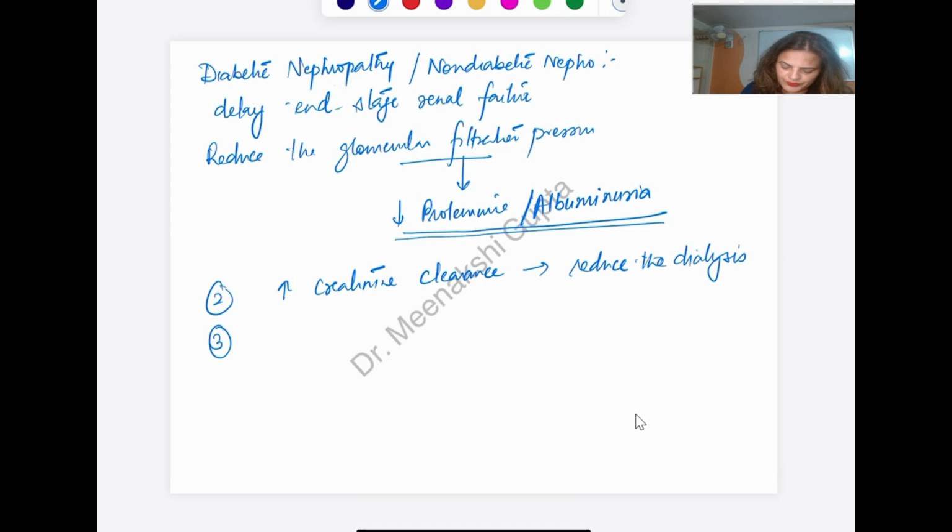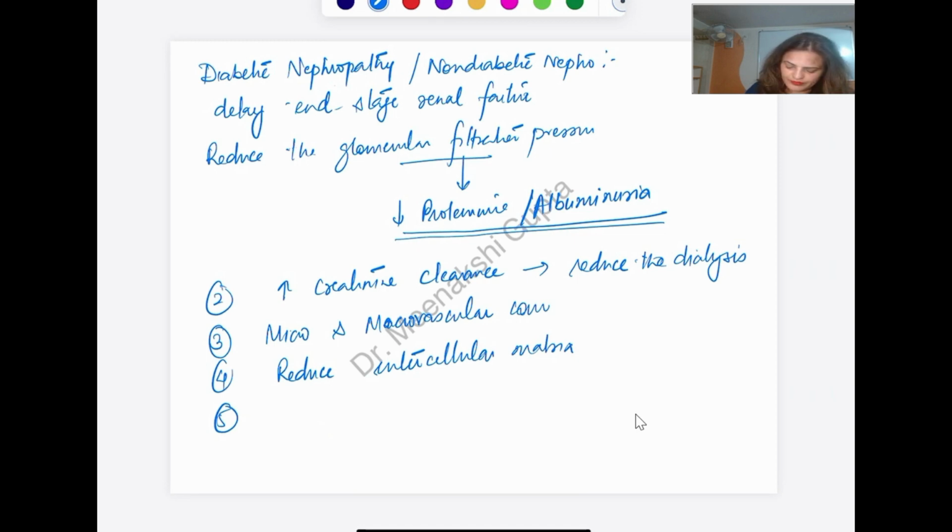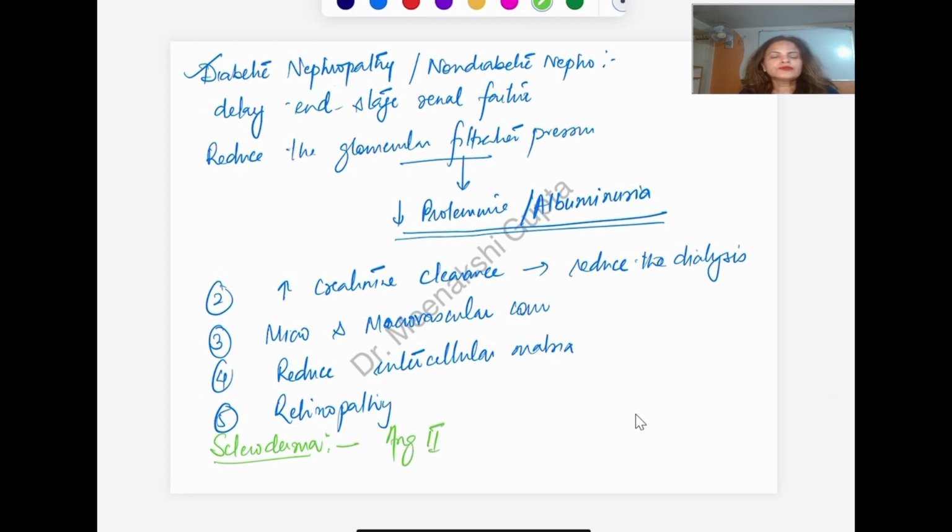Then in diabetic patients, it is going to decrease the micro and macrovascular complications of diabetes. It is going to reduce the extracellular matrix. This is another. Then also it is going to reduce the retinopathy. This is another separate use. This ACE inhibitor also reduces diabetic retinopathy. What is another use of this group of drug? It is also used for scleroderma, because here there's a rise in blood pressure and renal damage that is mainly associated with the rise in angiotensin 2. So these are the therapeutic uses of angiotensin converting enzyme inhibitors.